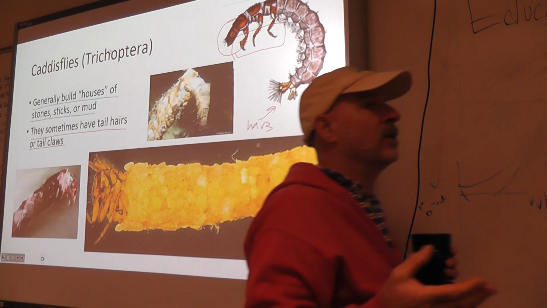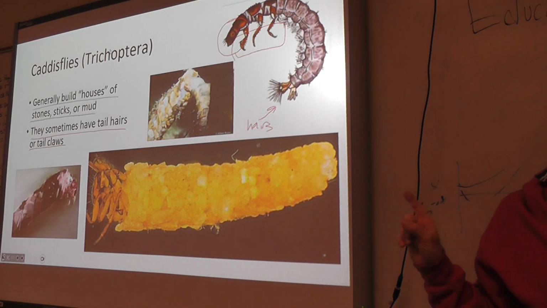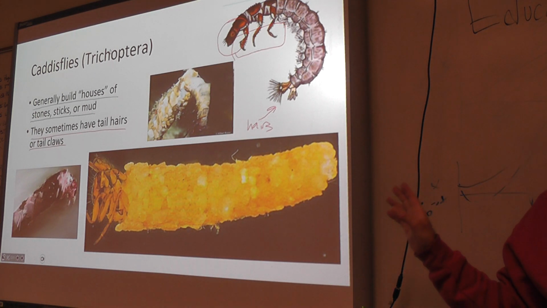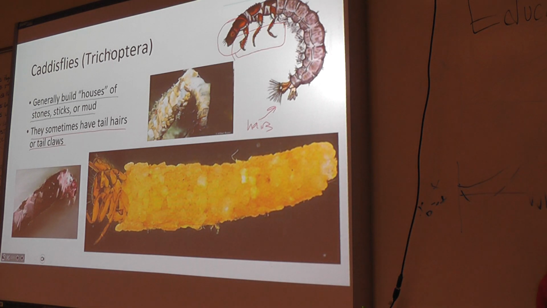This time of year, historically, we haven't seen a ton of these. We have a lot in the creek. We tend to see them more in the spring if we do a collection in the spring. Okay, so those are caddisflies, or Trichoptera.